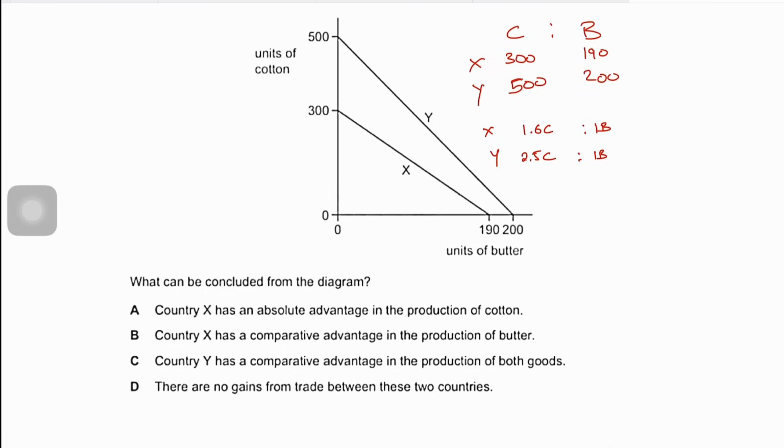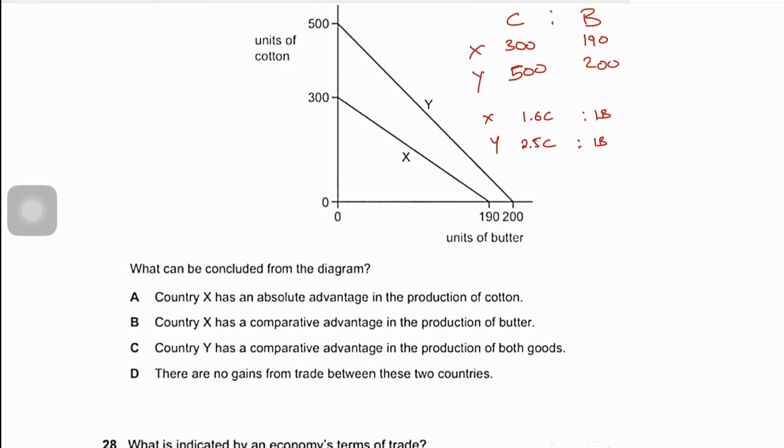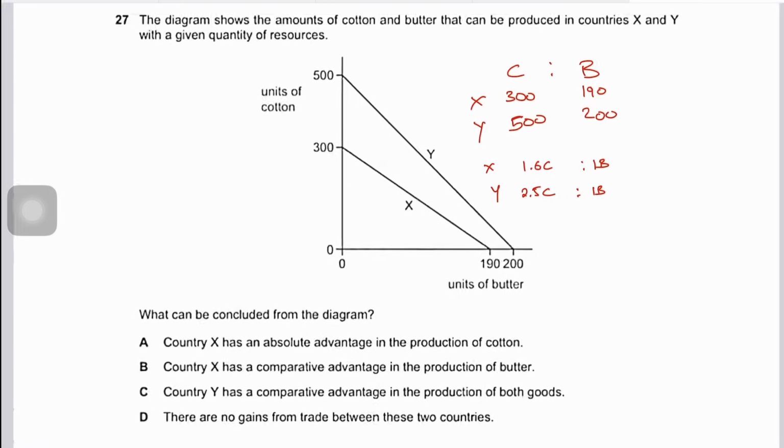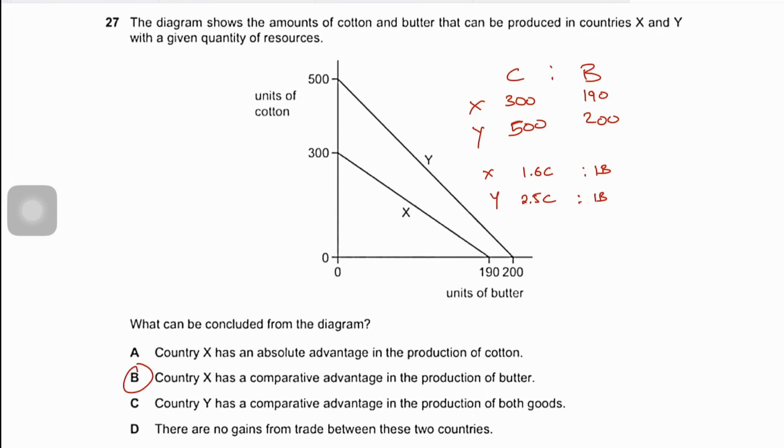And let's see if we do have an option. Yes, option B says country X has a comparative advantage in the production of butter. So option B is the correct answer for question 27.